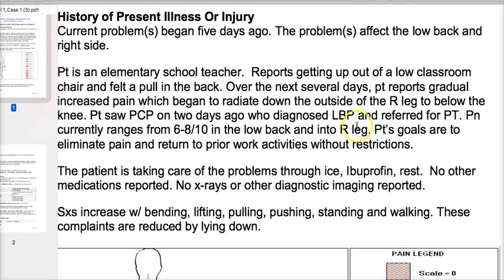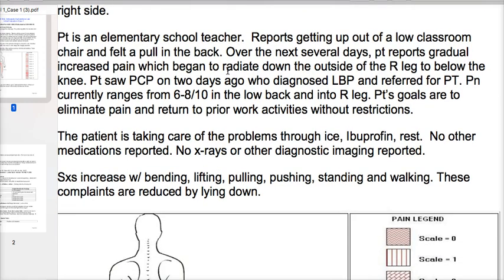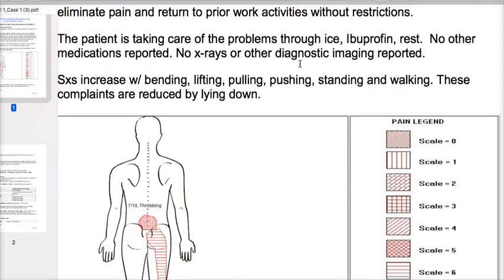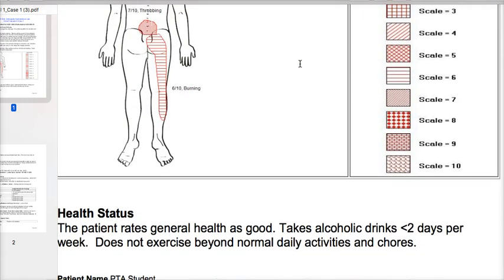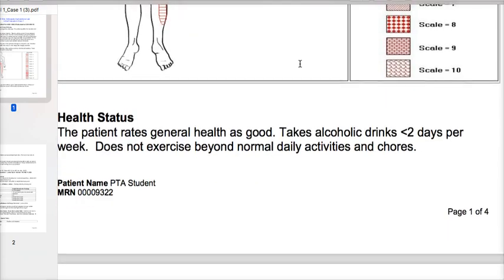And I do think it's important as a PTA to know the mechanism of injury. We know that this person got injured while working as an elementary school teacher and getting up from a low classroom chair and feeling a pull in the back. And I think that's important to know. That mechanism of injury was with lifting, and that pain referral pattern is traveling down the buttock and down to the lower leg below the knee.